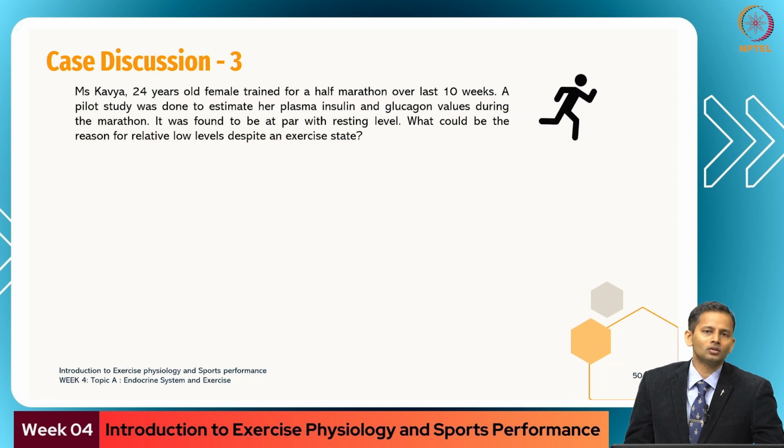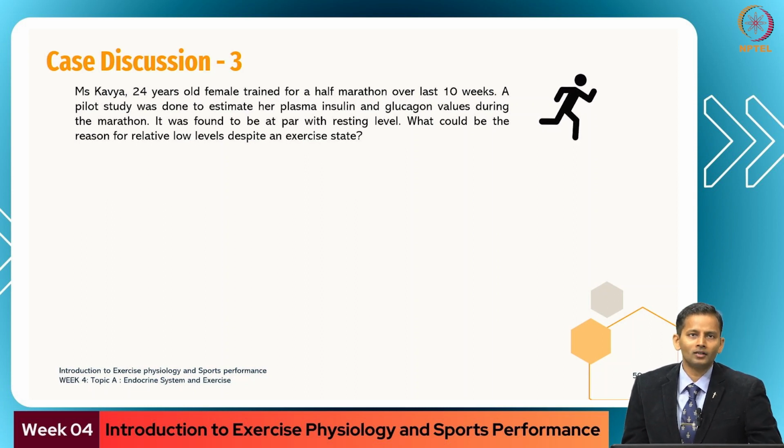Let's move on to another case, case 3. She's Miss Kavya. She's 24 years old, female. She's a trained half marathon runner, and she's trained over last 10 weeks for this half marathon. A study was done as a research in which they estimated plasma insulin level and glucagon values during the marathon, and it was found that it was at par with their pre-exercise resting level.